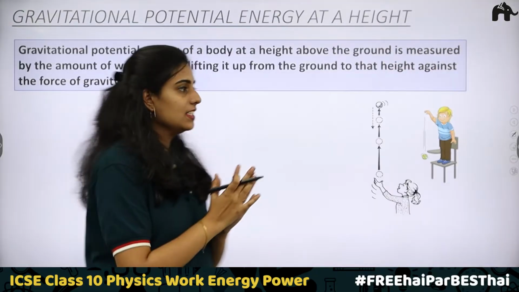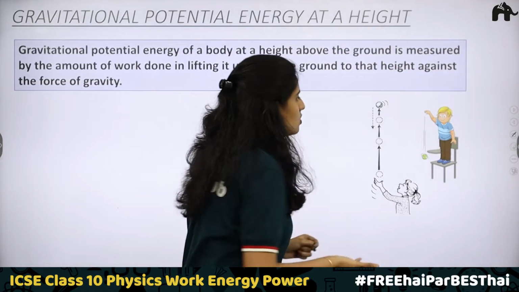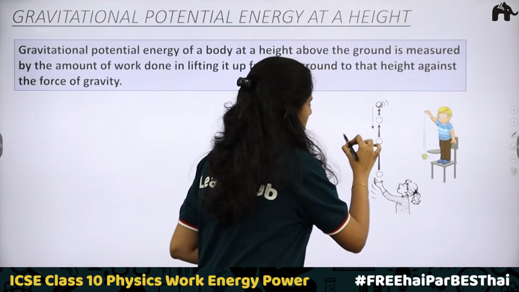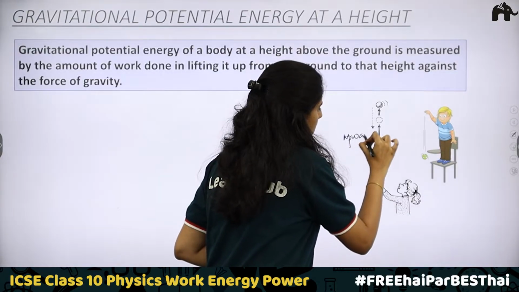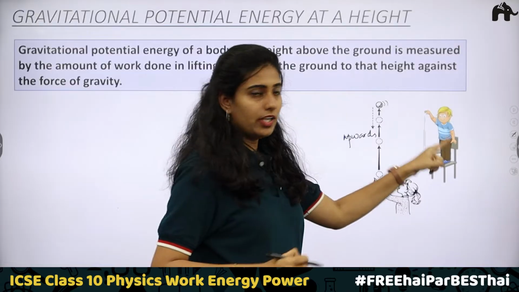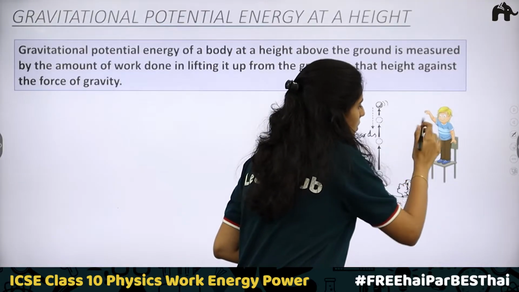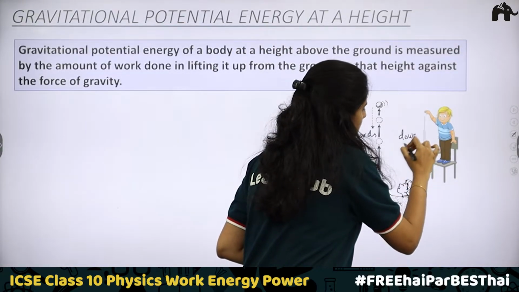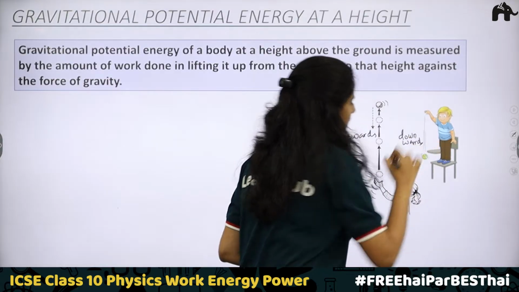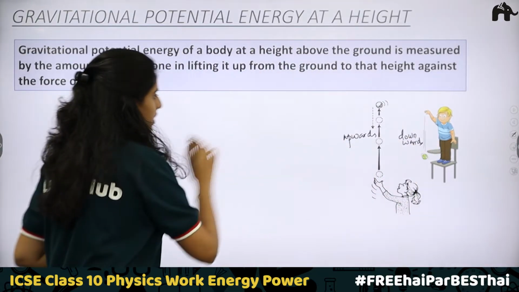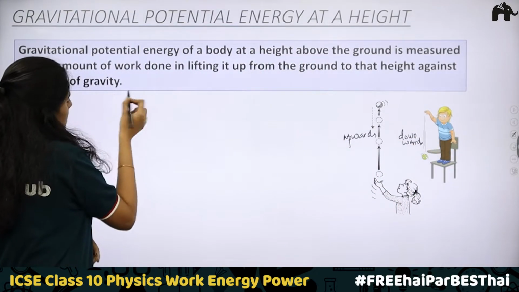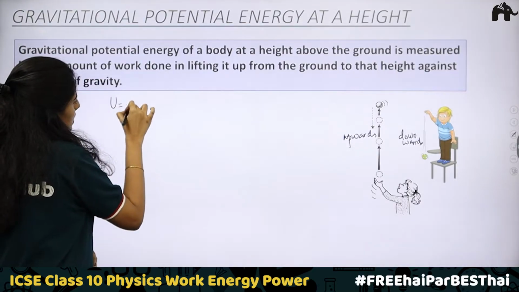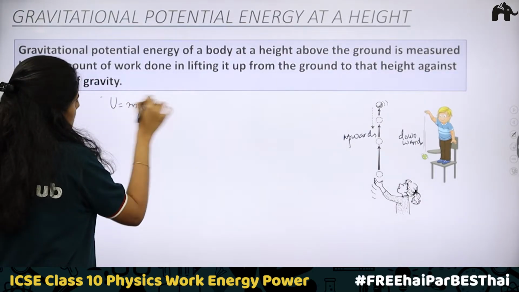Clear? Now consider these two cases. Here a girl is throwing a ball upwards. The ball is moving upwards. Here we have a boy who is throwing a ball downwards. Take the first case. Here we know that gravitational potential energy U is equal to mgh.